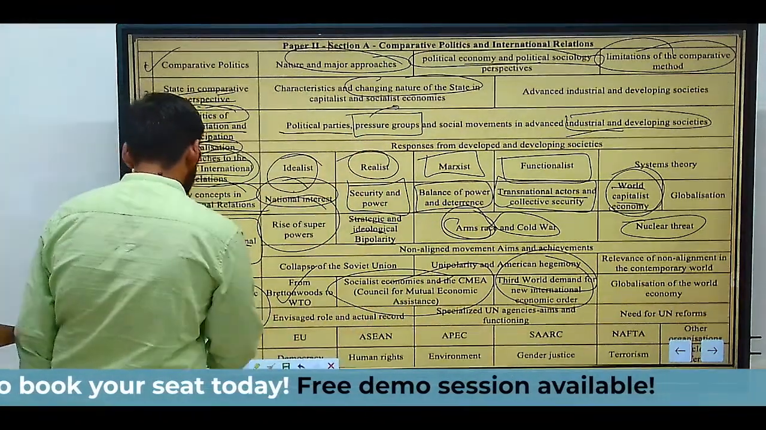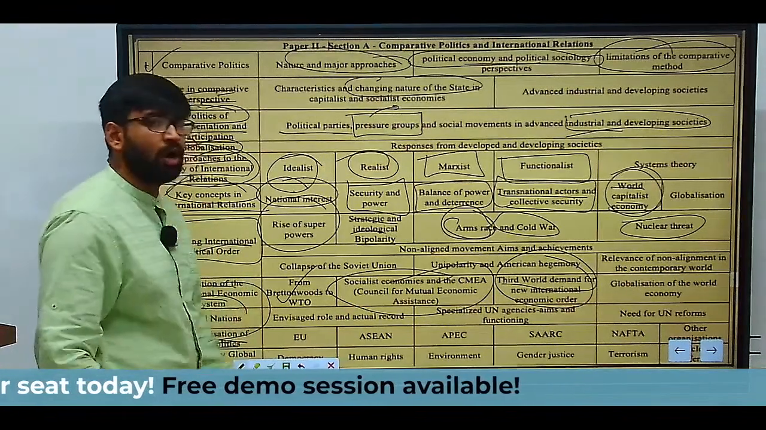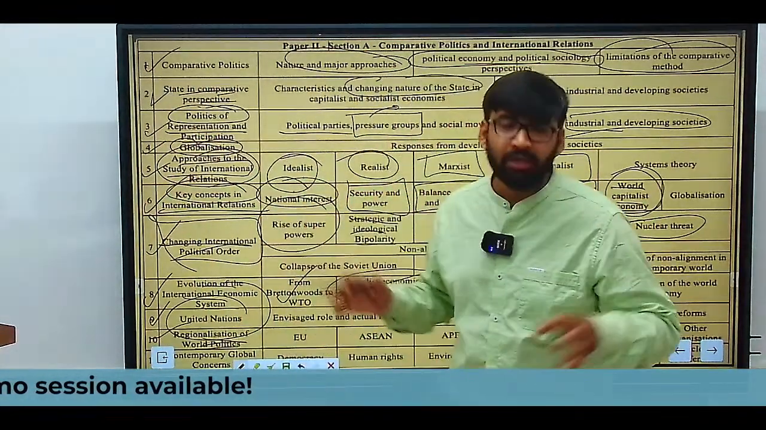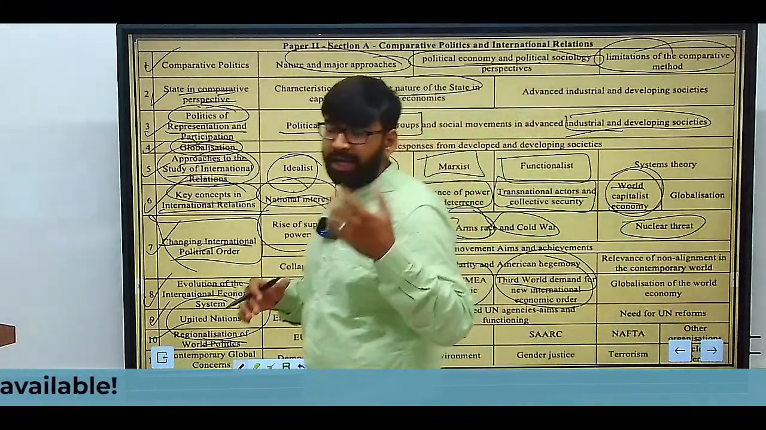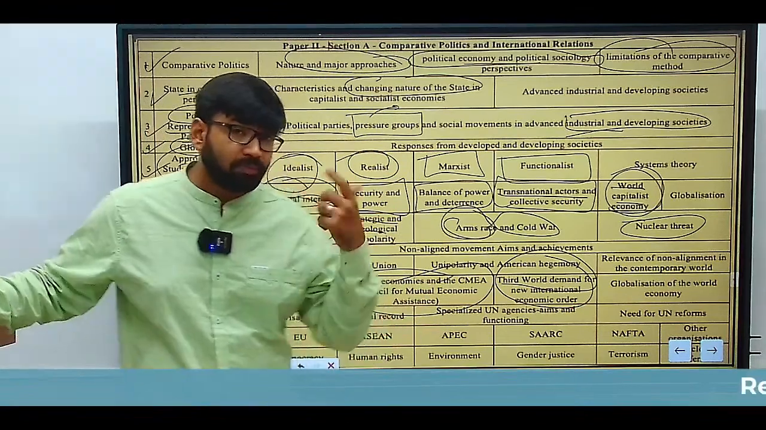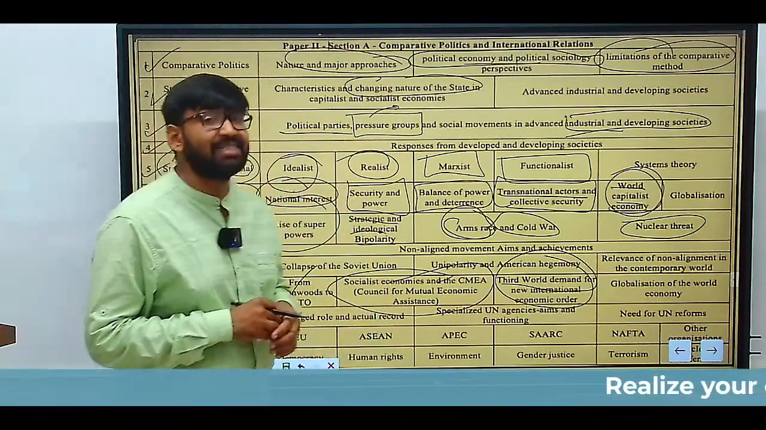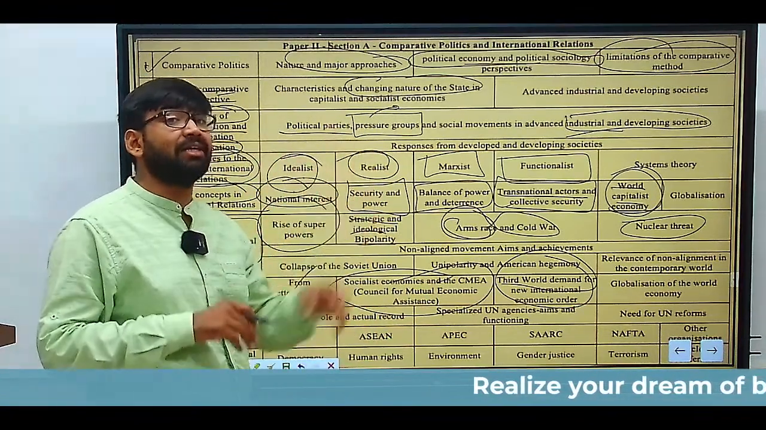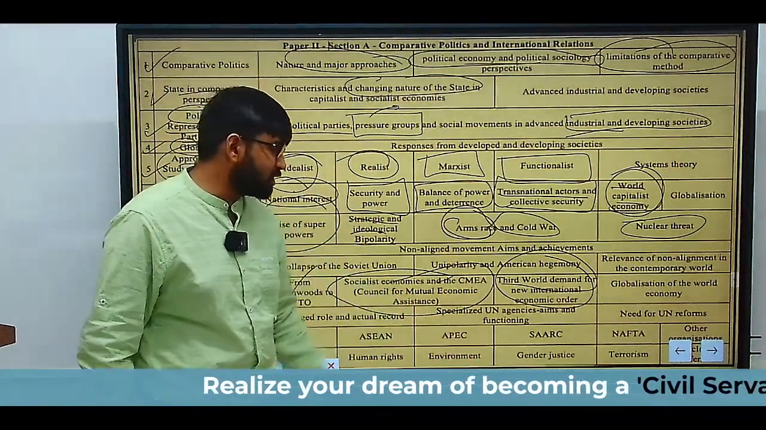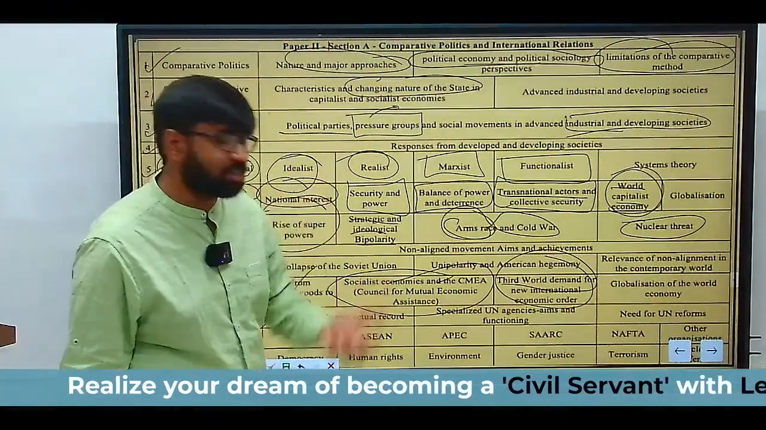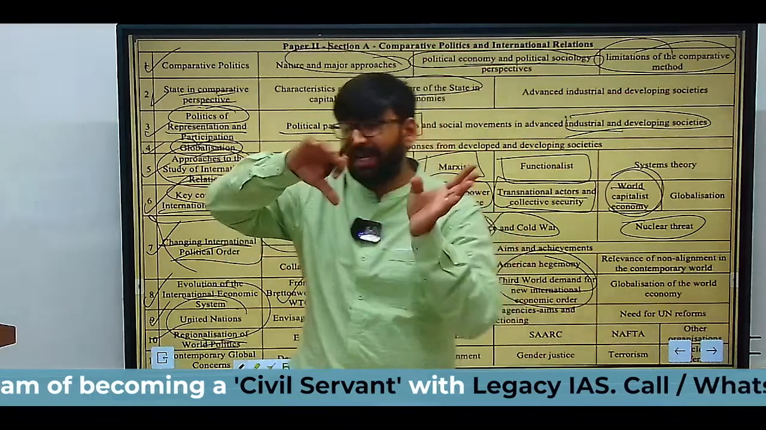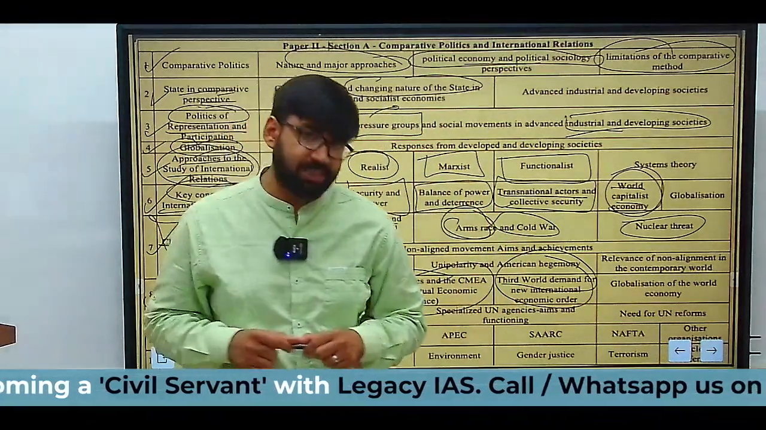Clear? Then regionalization of world politics. Now world politics is divided into different regions. For example, for Europe an organization was created which is called the European Union. For South Asia, SAARC was created. For North America, NAFTA was created. For the Asia Pacific region, APEC was created. For Southeast Asia, ASEAN was created. Getting my point? Like this, there are different other regional organizations.